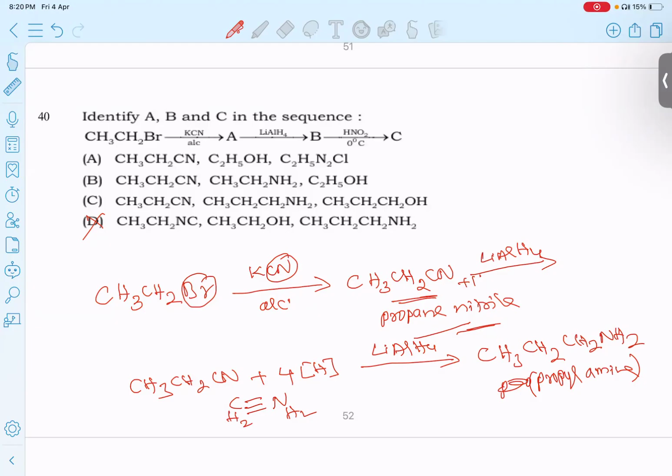In option A, it is not there. In option B, CH3CH2NH2 is given, which is also not correct. Option C is given, that is CH3CH2CH2NH2. So this is the correct answer. Let us check the other reaction.